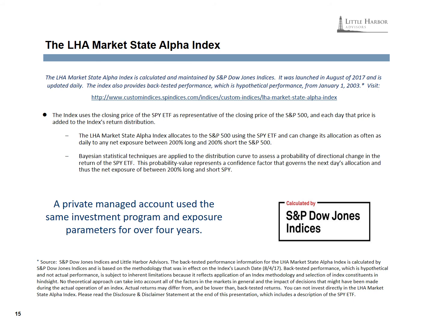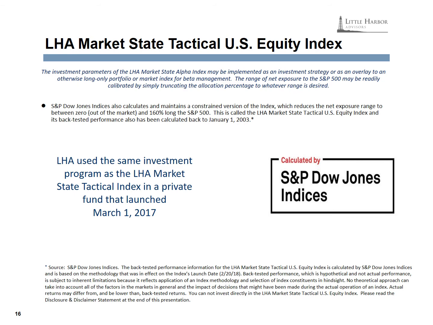This index uses the 4 moments of return distribution in the SPY ETF and the Bayesian techniques described in this presentation to allocate to SPY between 200% long and 200% short the S&P 500. A private managed account has used the same allocation parameters as found in the index for over 4 years. The net exposure range of the LHA Market State Alpha Index may be readily calibrated by simply truncating the allocation percentage to whatever range is desired.